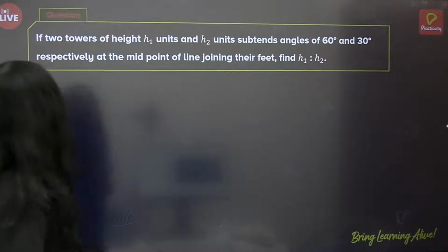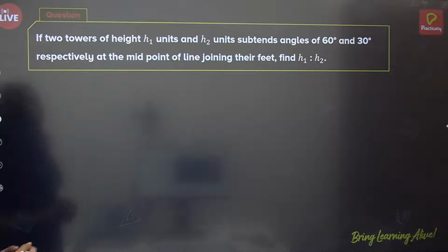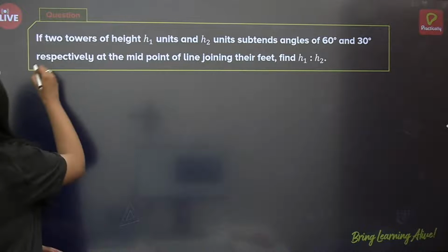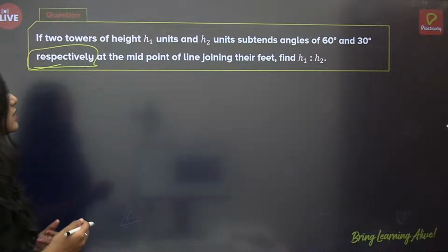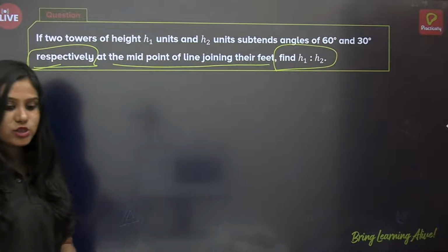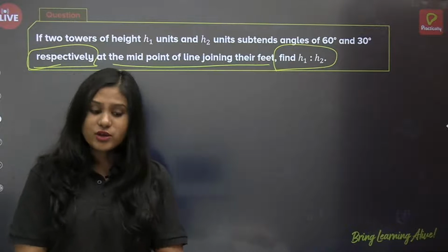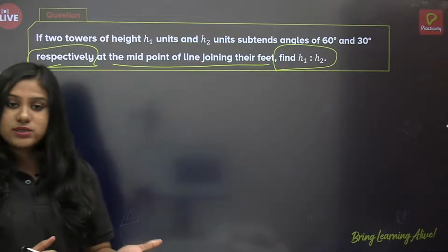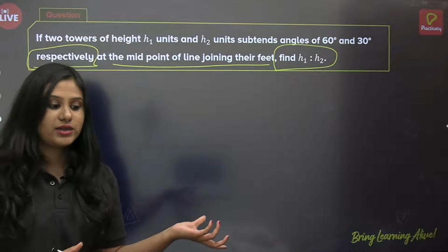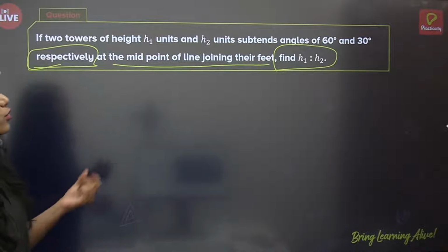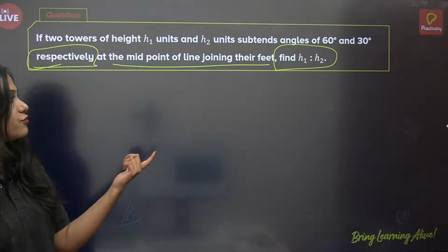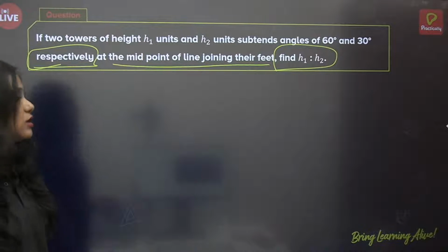Next, if two towers of height H1 units and H2 units subtend angles 60 degrees and 30 degrees respectively at the midpoint of the line joining their feet, find H1 is to H2. This is again one of the very beautiful questions. It is super easy, but it's very different from what we find in the NCERT textbook, correct? If you have done your RS Agarwal or solved a few sample papers, you would find this question. So let us see.